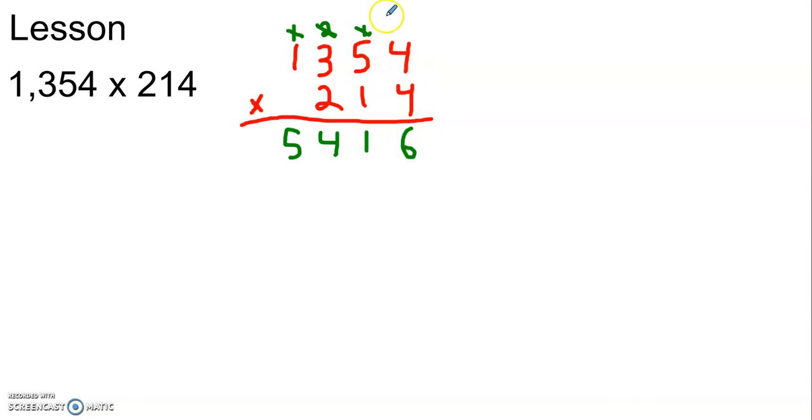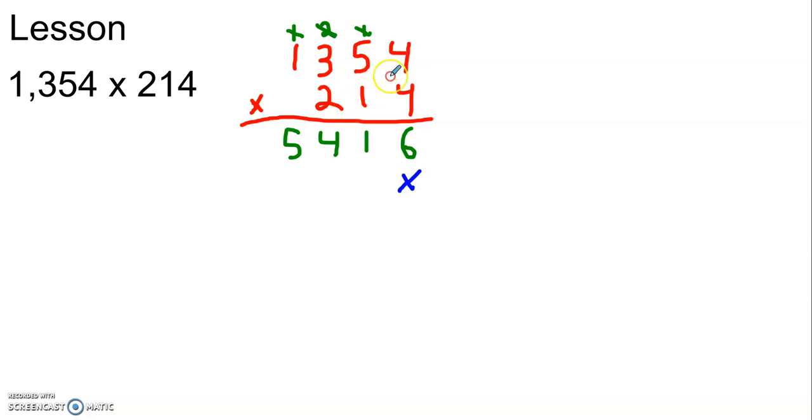Now I'm done with this 4 and I can move on. So now I'm multiplying by 10, not 1, by 10. But to make it easy for me, I look at it: 10 has a 1 and a 0, so I'm going to put 1 X right here.